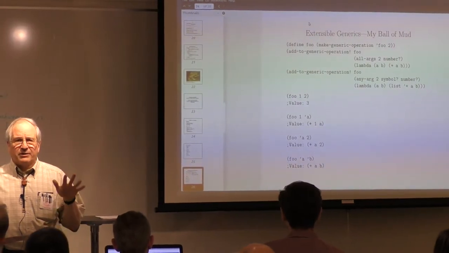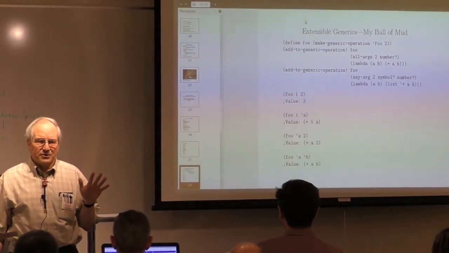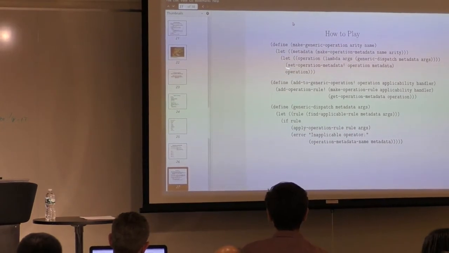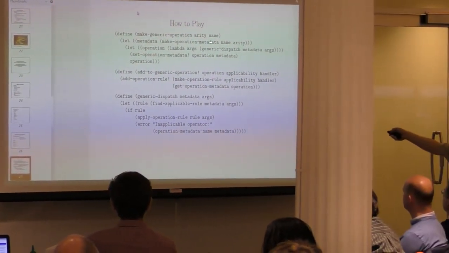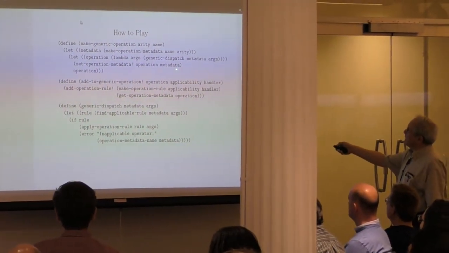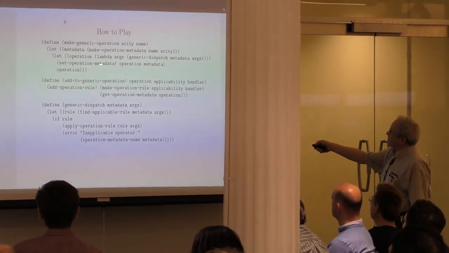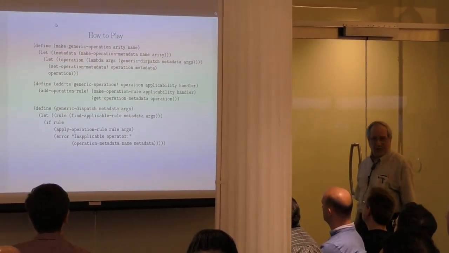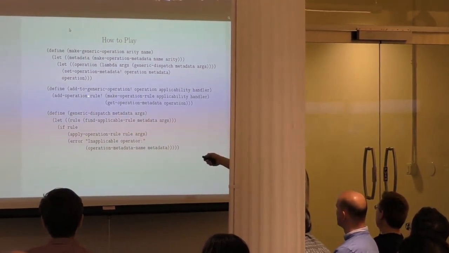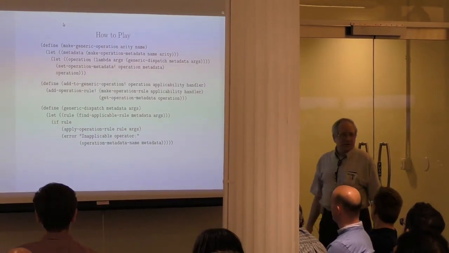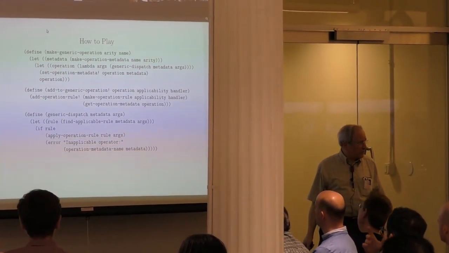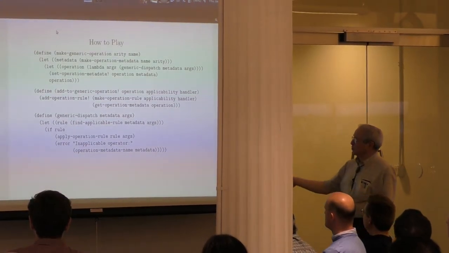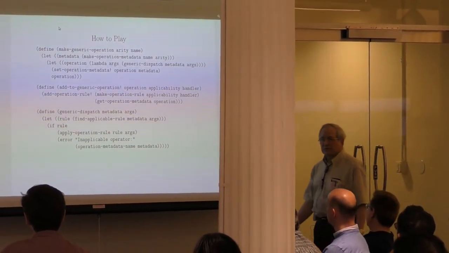That's a much more flexible way, because I'm not assuming I know ahead of time what all the parts are. Now I'll have to tell you how I make this. I'm going to have the operation be a thing which Gerry calls a generic dispatch, based on some metadata that's going to be stored somewhere, attached by hash table or something like that. When I add to a generic operation, I'm just adding to the metadata a rule, an applicability rule, coupled with a handler to apply. Generic dispatch is going to go chasing down in the metadata looking for an applicable rule. If I find such a rule, I apply it; otherwise I have an error.